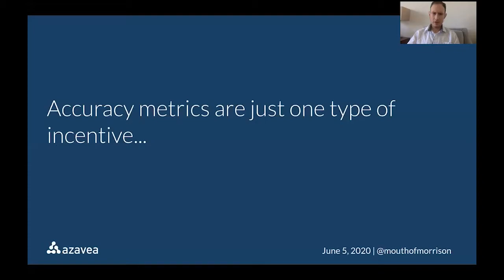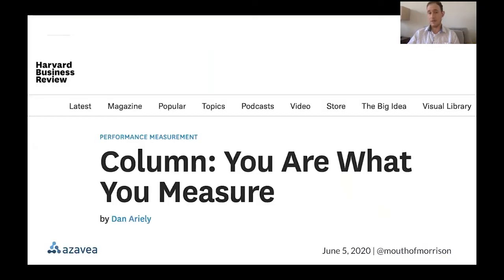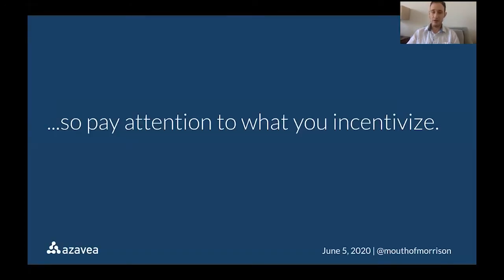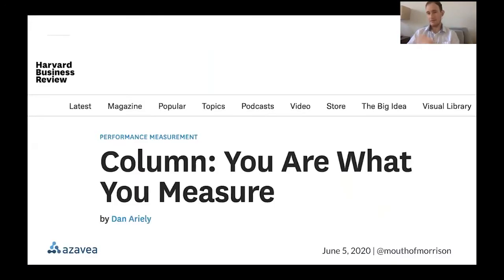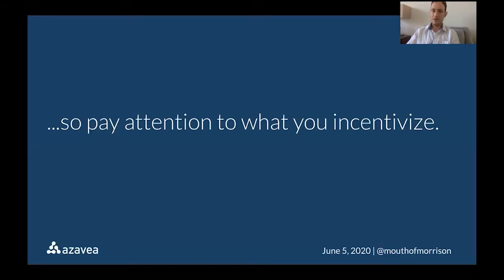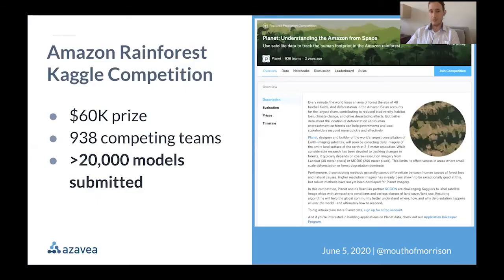So accuracy metrics are really just one type of incentive when you're thinking about using machine learning and working with someone on a machine learning model. You have to be super careful about what those incentives really are. It's common wisdom that you are what you measure, so you've got to be careful what you measure.